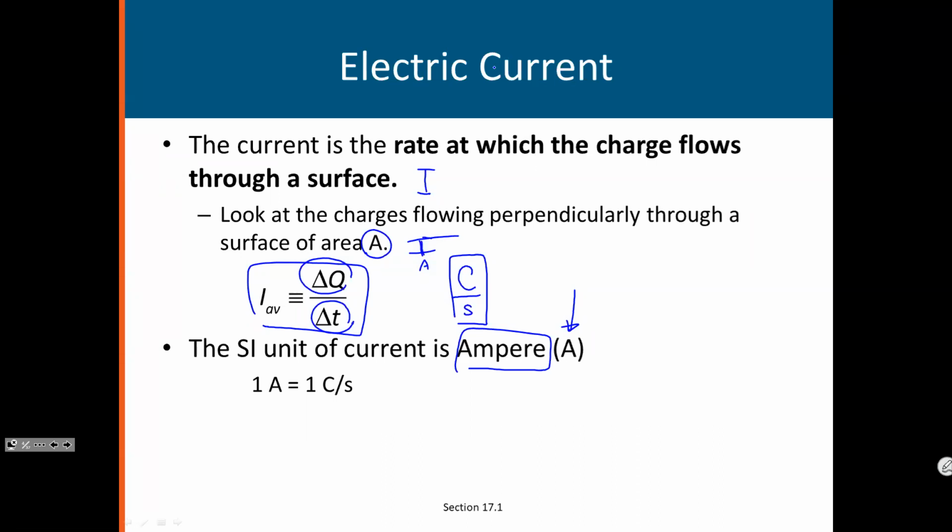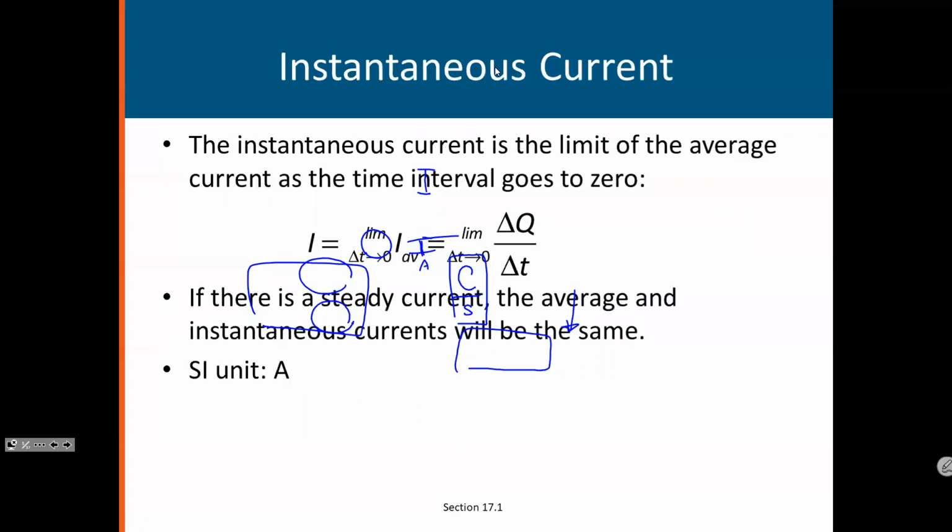So the current definition is the rate of flow of charges through a surface area. You look at how much charge flows, say delta Q, and take the time, say delta T, and divide the charge by delta T. That gives you the average current during that period. The SI unit is coulomb per second, and coulomb per second has the name ampere, after another scientist who worked along this line, as happens usually in electricity.